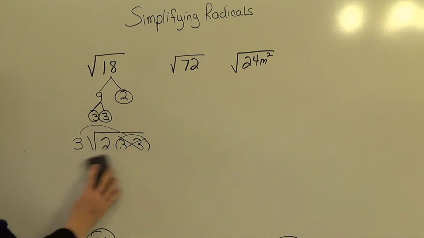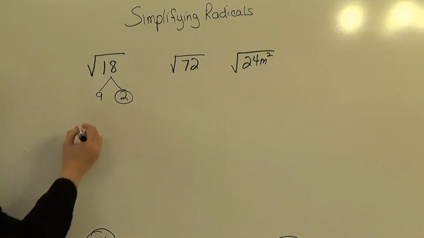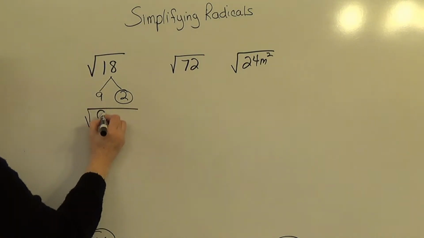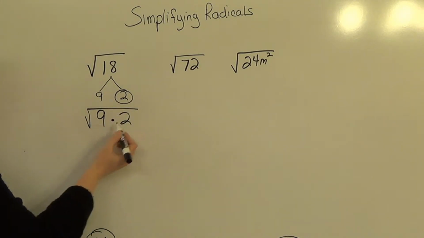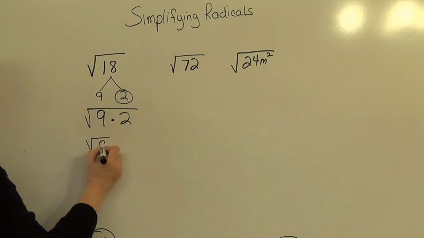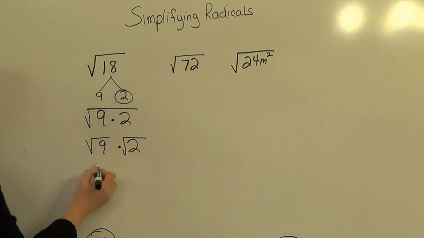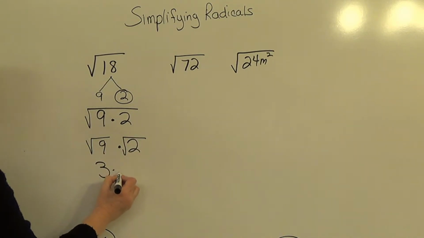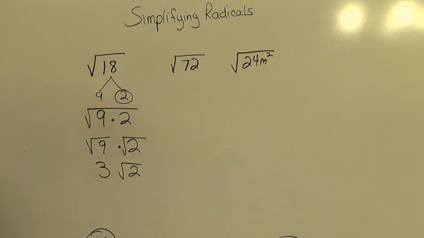Another way that you could think about this problem is 18 has a perfect square, which is 9. So if you think about the perfect square times the other number, which this one happens to be a prime number, 9 is a perfect square, so you could think about it separated like this. And the square root of 9 is 3 times the square root of 2, and you don't need the little multiplication sign there. And so you get the same answer, 3 square root of 2.